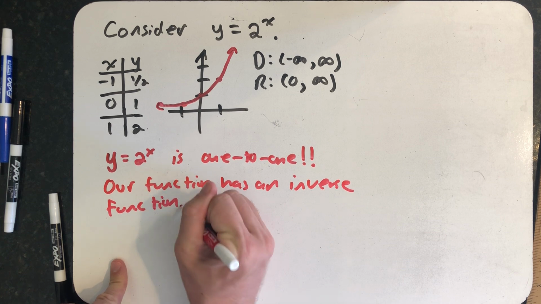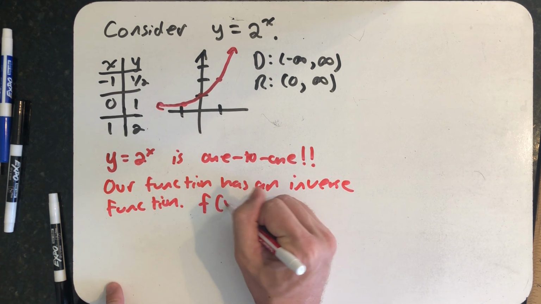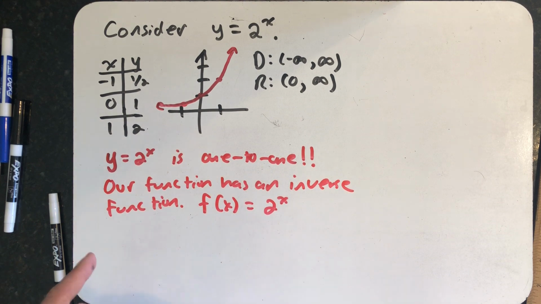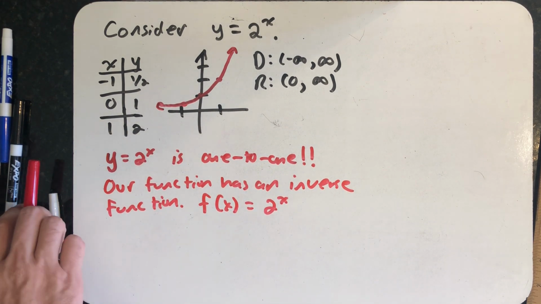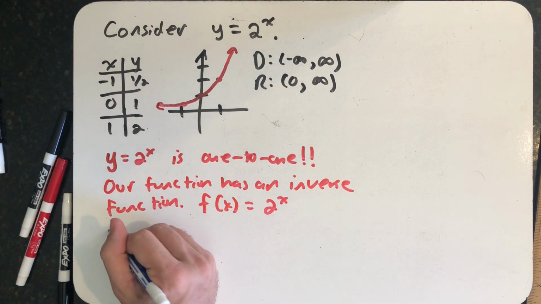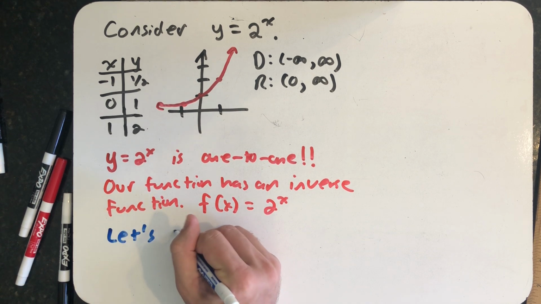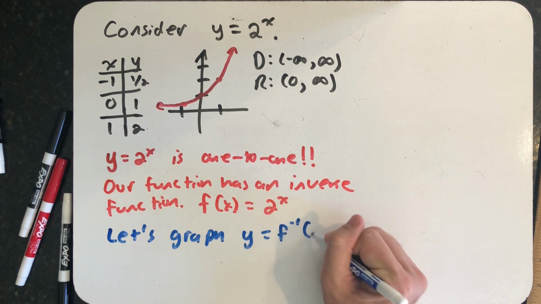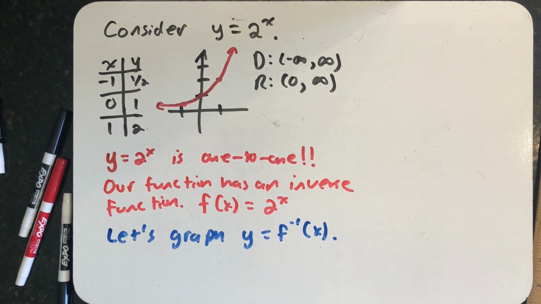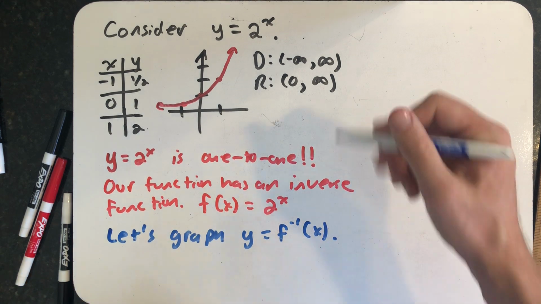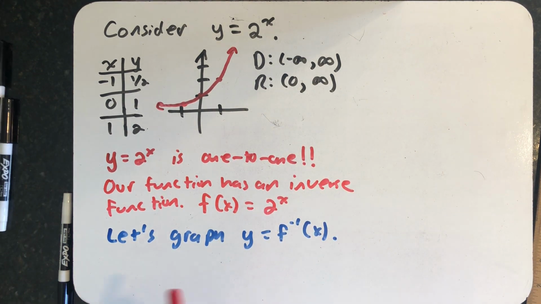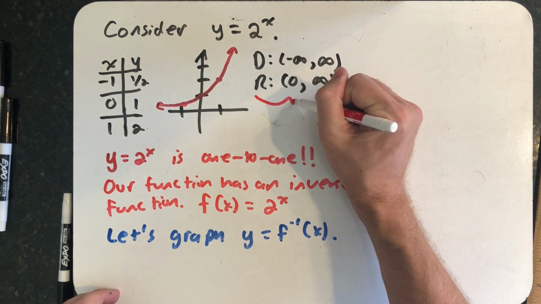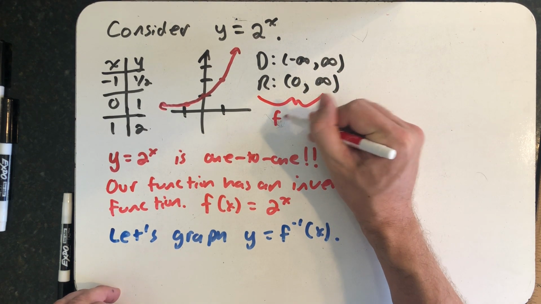So instead of thinking of this as y equals 2 to the x, let's just call it f of x is 2 to the x. And I want to think about the inverse function. I want to graph f inverse. And I feel like I can do this without even knowing a formula for f inverse because I know what happens to the domain and range, right? This domain and range, this was the domain and range for f of x is 2 to the x.